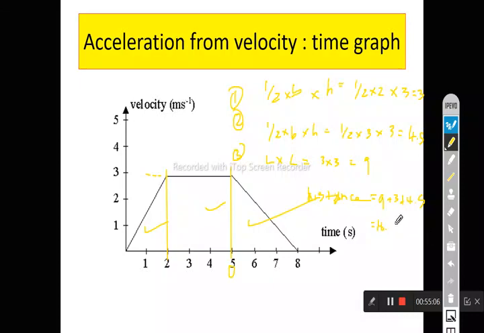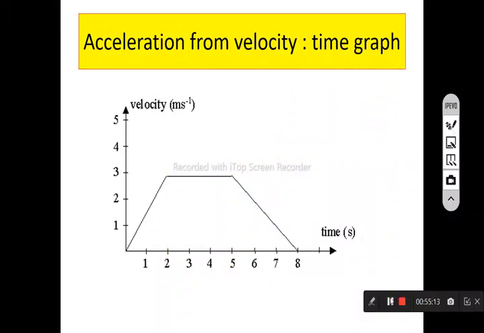So 16.5 meters. Now, does everybody have that in your books? Persons online, please write that down. Thank you.